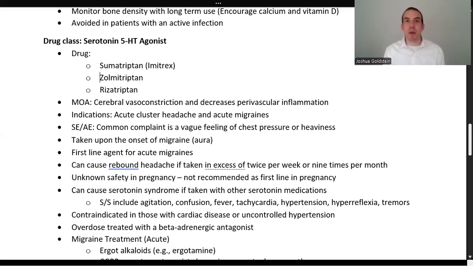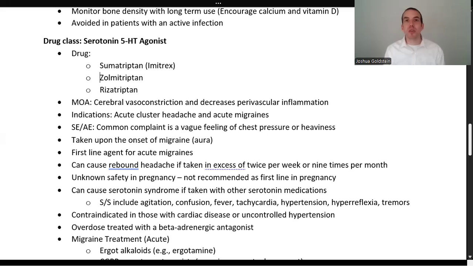You also need to educate patients that they should take this as soon as they feel their migraine coming on. Most patients that develop migraines do feel it coming on pretty early. They should take this right away. That's much better than trying to suck it up and wait until it's a full-blown migraine and then taking it. It doesn't work as well. Generally, for a patient having an acute migraine, this is the first-line medication.